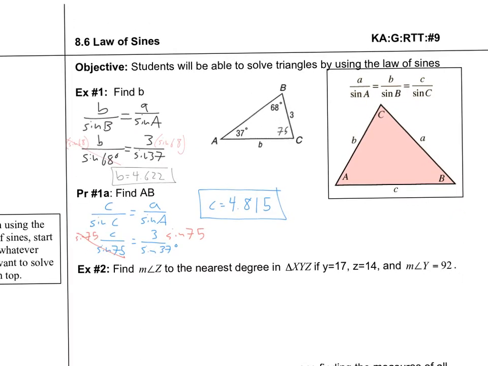All right, example 2. It says, find the measure of angle Z to the nearest degree in triangle XYZ if y equals 17, z equals 14, and the measure of angle Y equals 92. So now we're trying to find an angle.